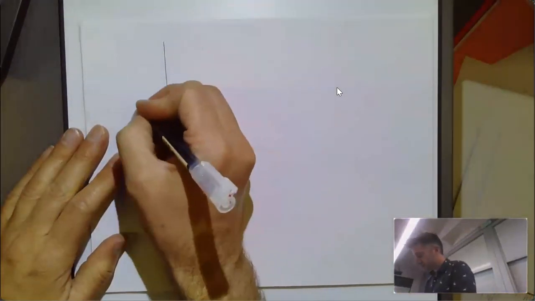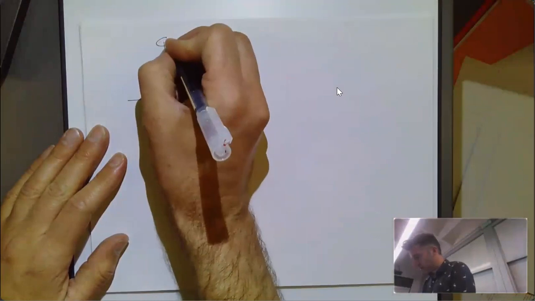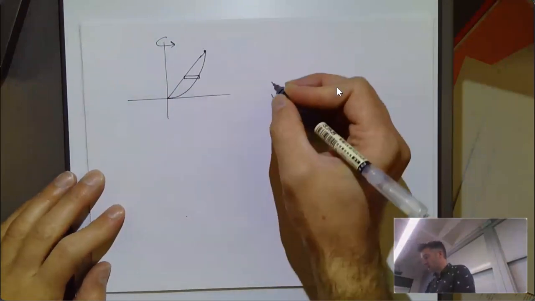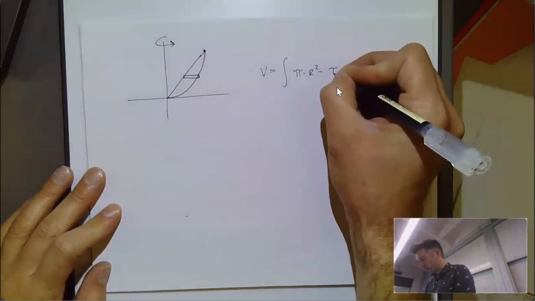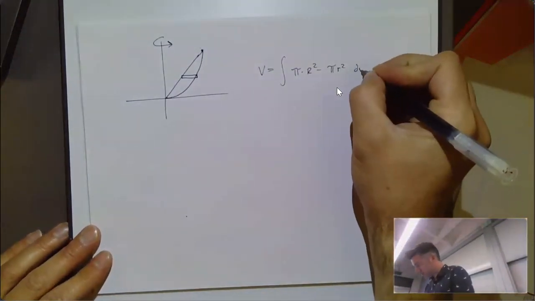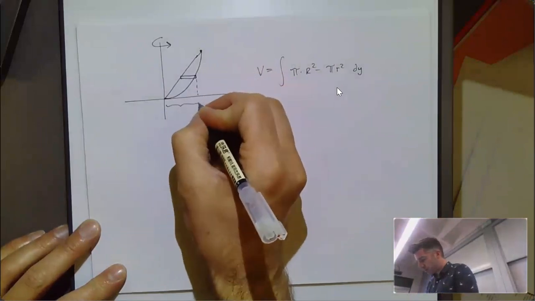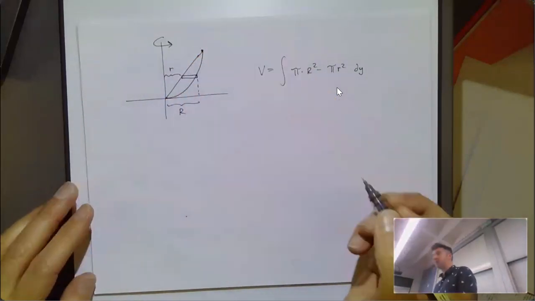And then if we looked at the same region but revolved around, say, the y-axis, I am going to draw it because I like drawing it. Now if we're revolving around the y-axis, we do have to use a horizontal strip. So my volume is still going to be the integral of pi times my large radius squared minus pi times my small radius squared. But in this case, since I'm using a horizontal strip, it's going to be a dy. My outer radius is the function that's further away from the axis of rotation. My inner radius is the function that's closer to the axis of rotation.